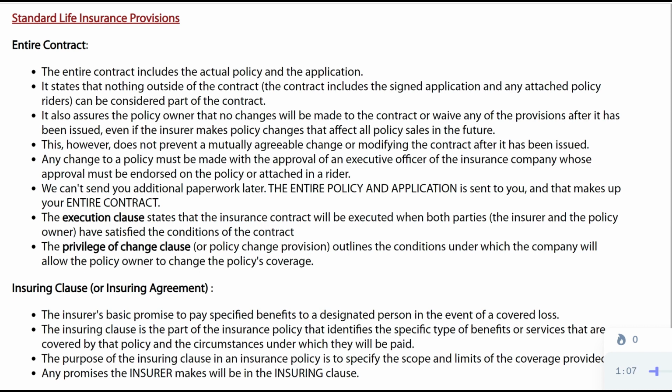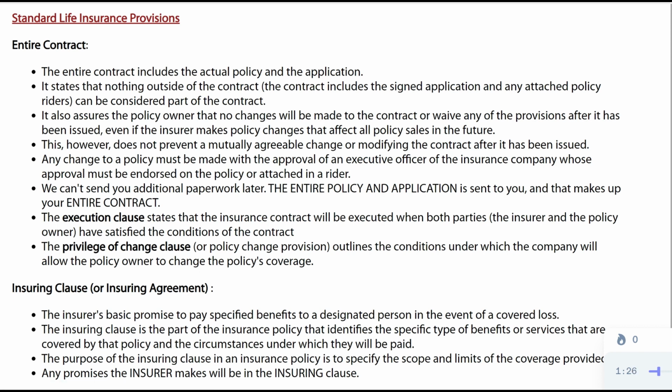Insuring clause, or insuring agreement. The insurer's basic promise to pay specified benefits to a designated person in the event of a covered loss. The insuring clause is the part of the insurance policy that identifies the specific type of benefits or services that are covered by that policy and the circumstances under which they will be paid.